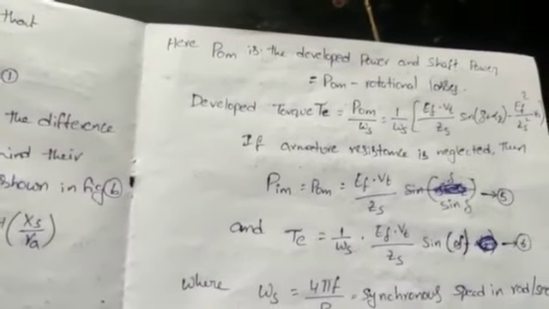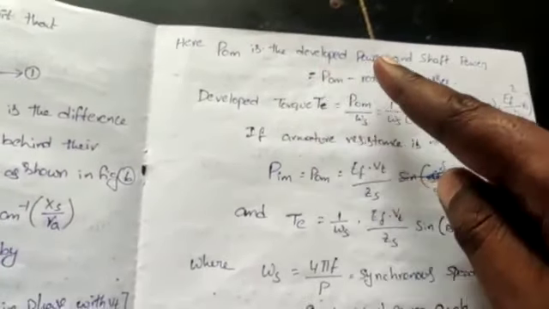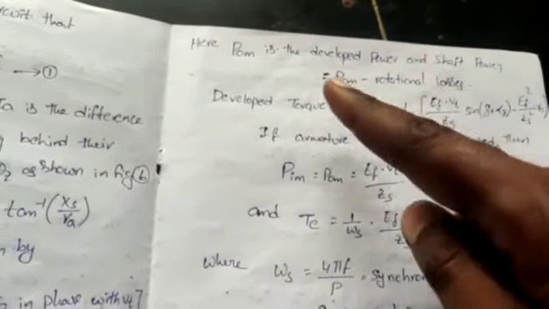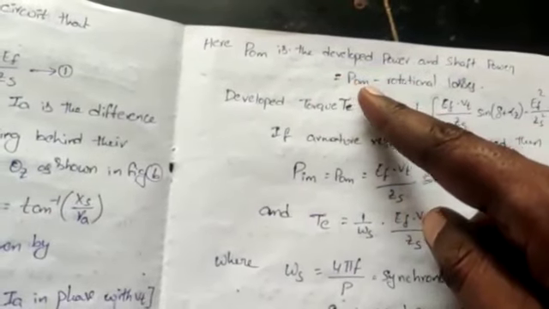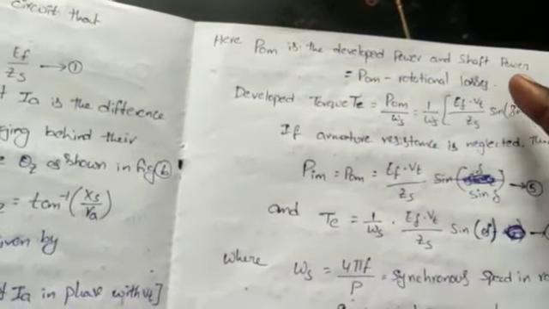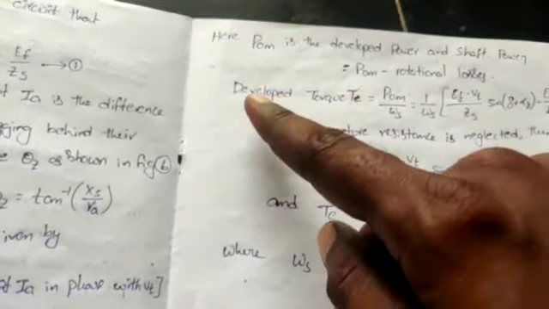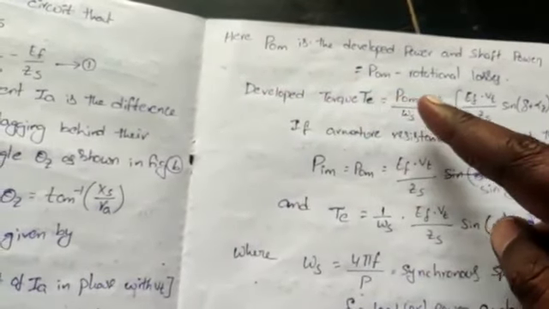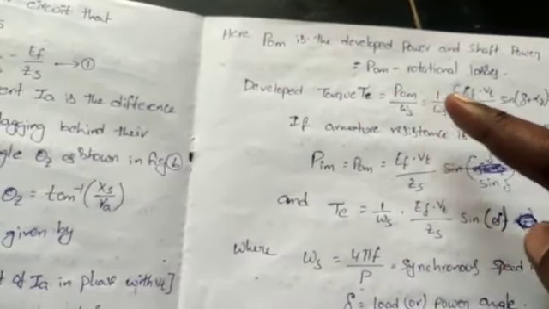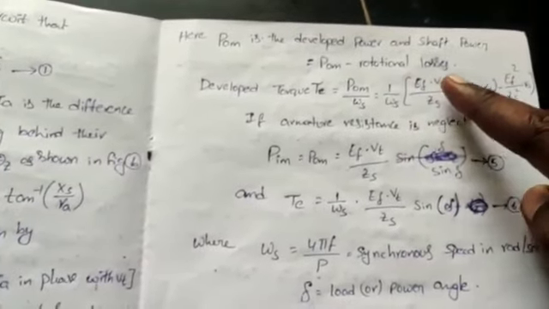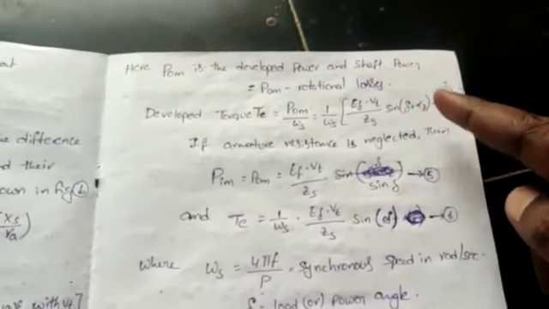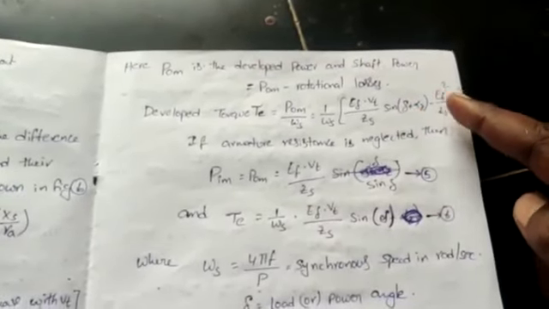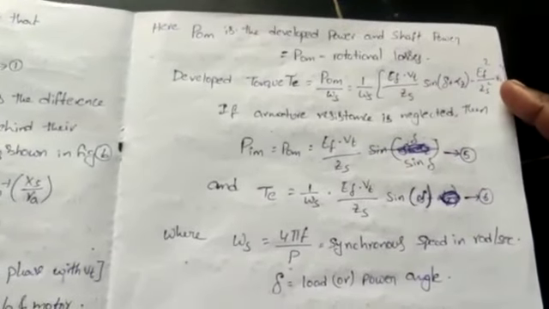Here POM is the developed power and shaft power is equal to POM minus rotational losses. Then developed torque T is equal to POM by omega s, which is equal to 1 by omega s into Ef into Vt by Zs sin of delta plus alpha Z minus Ef square divided by Zs square into Ra. This is equation number 5.